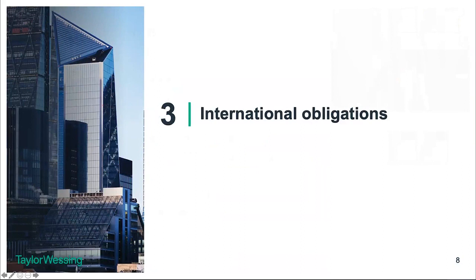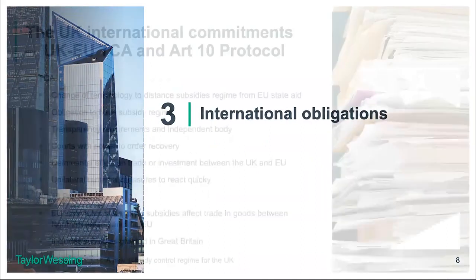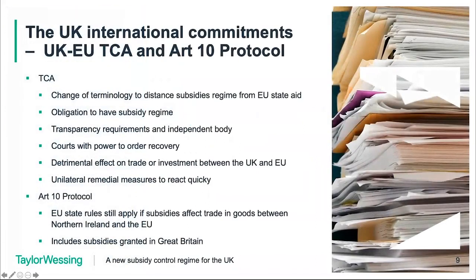I mentioned the international obligations. What are those? We'll start with obviously the most important, which is the Trade and Cooperation Agreement and the Protocol on Northern Ireland. In the TCA, it's interesting to note that the terminology changes. In the EU, we talk about state aid. In the UK, now it's subsidies. I think there's a willingness to move away from the same concepts that have been used for a long time in EU law.